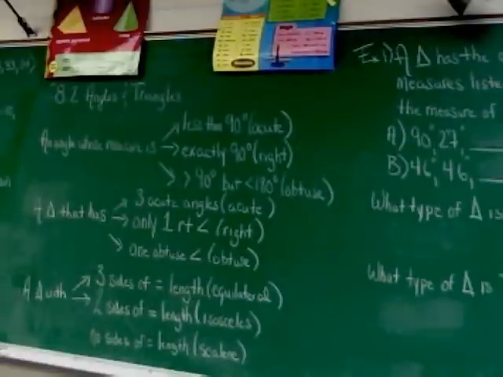And the bottom list of definitions there uses different words. Now we're talking about triangles based on how many sides are of equal length, or based on the lengths of the sides. First one, a triangle with 3 sides of equal length, or in other words, all the sides the same length, is called an equilateral triangle.